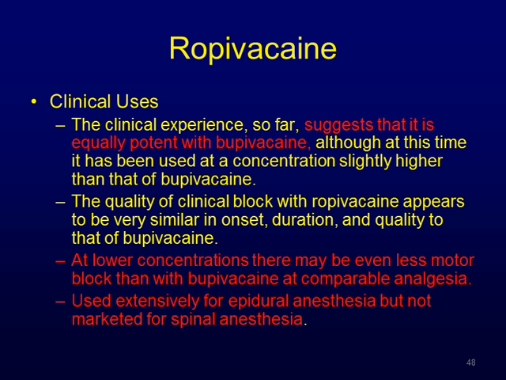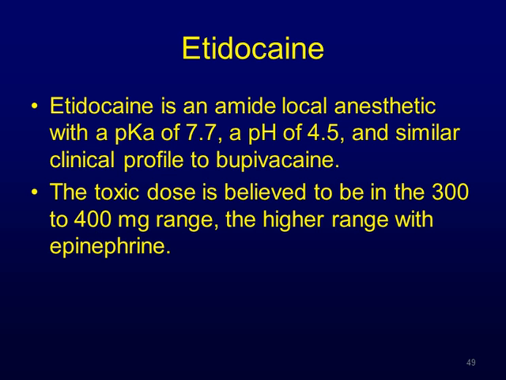Ropivacaine is used extensively for epidural anesthesia, but you will not see it used commonly for spinal anesthesia. I don't know why. It's just not its thing. Oh yeah, it's used for peripheral nerve blocks all the time. All of these drugs you can use for a peripheral nerve block. But does it make sense to use chloroprocaine for a peripheral nerve block by itself? No. Now, if you add it with something, then yes.